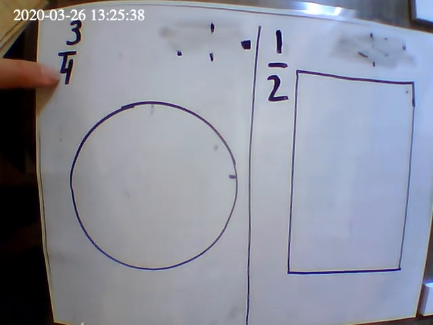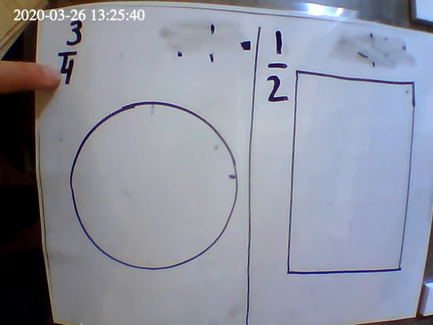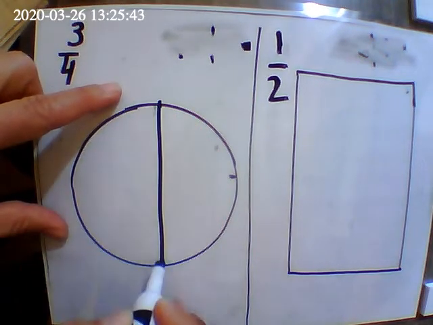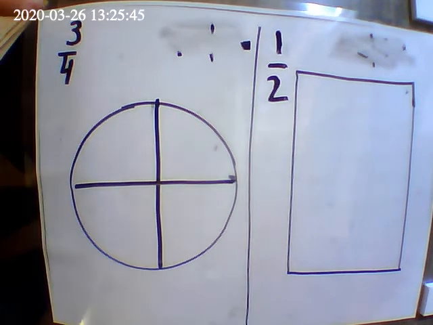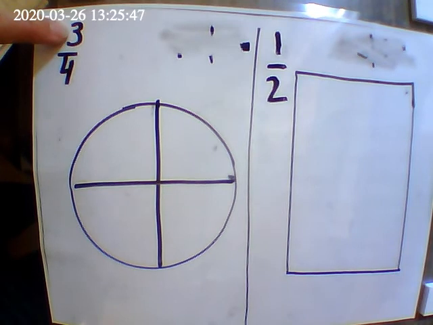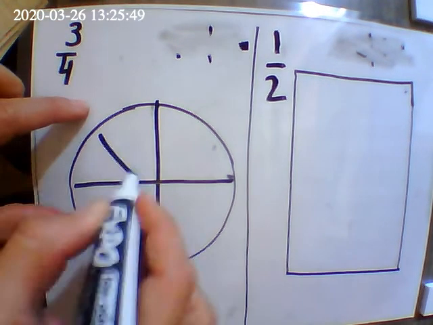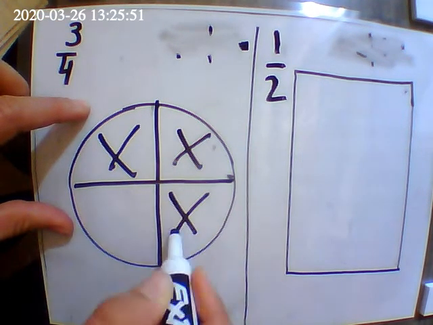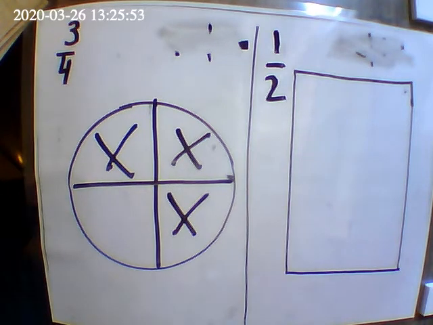So we want to cut it into 4 equal quarters, 4 quarters. And then we want to color in how many of the quarters? 3 quarters. 1, 2, 3. So we colored in 3/4 of the circle.